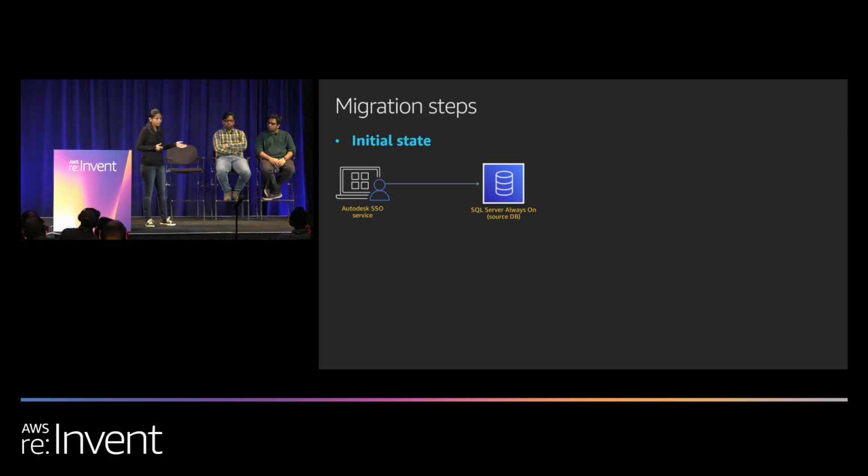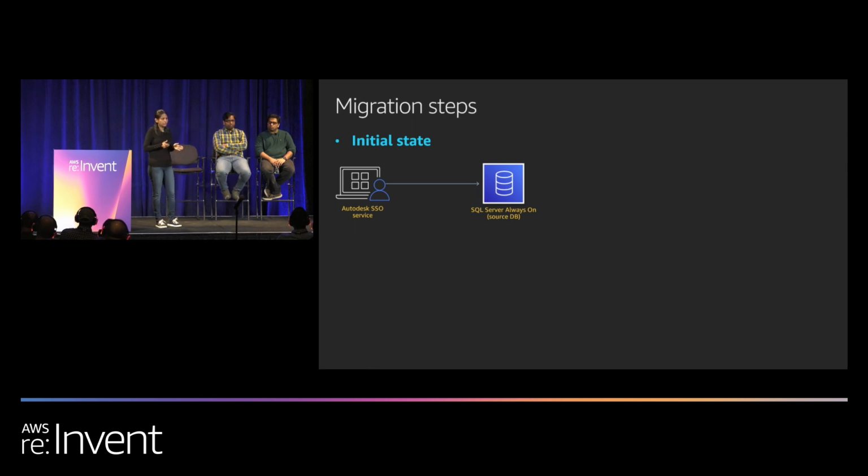Now, like Arun mentioned in the previous slides, in a DMS setup, you first create a replication instance, which runs the DMS tool. Then you set up the connection endpoints for the source and the target. And then you create a DMS task, which migrates the data from the source to the target through full load, by applying cached changes, and by CDC, or change data capture.